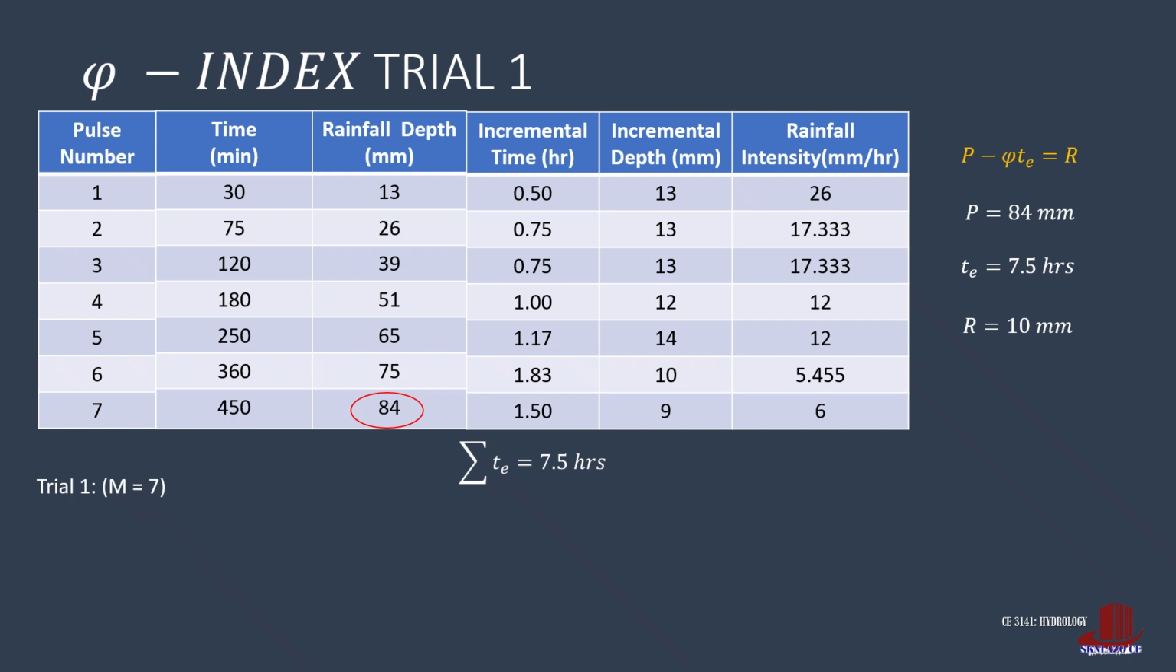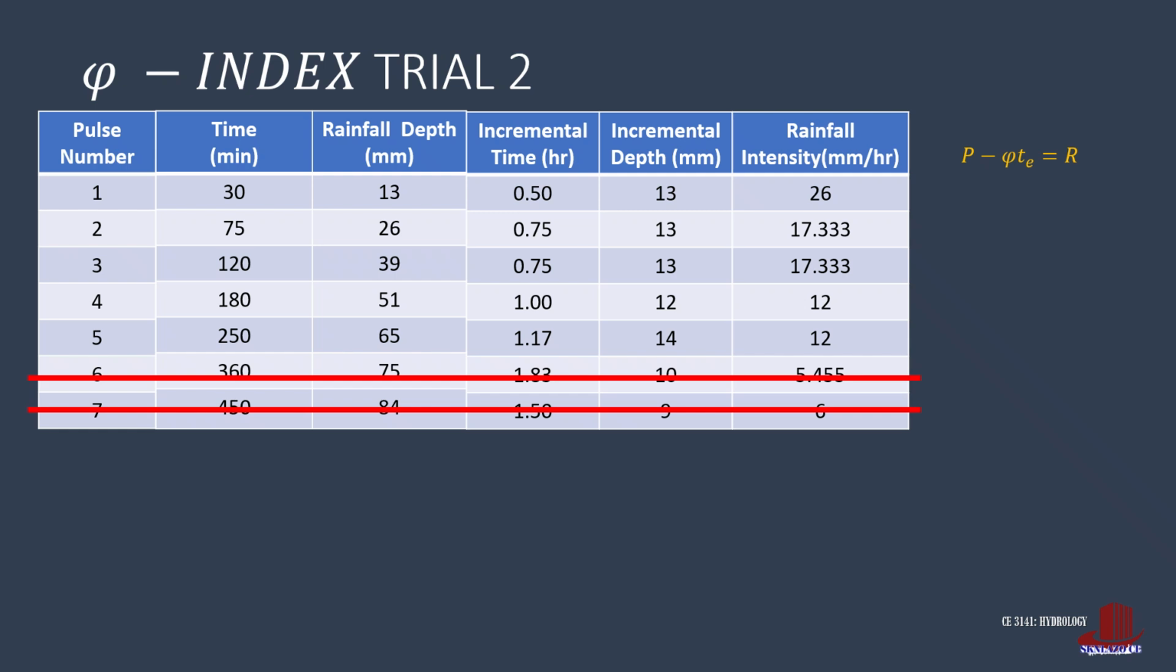Runoff R is given in the premise as 10 millimeters. The function then is 84 minus 7.5 phi is equal to 10. By arranging terms, we get phi as 84 minus 10 all upon 7.5, which gives 9.87. The phi-index is compared with the rainfall intensity, and we can observe that there are two intensities lower than the phi-index. This is a sign that we continue iterating.